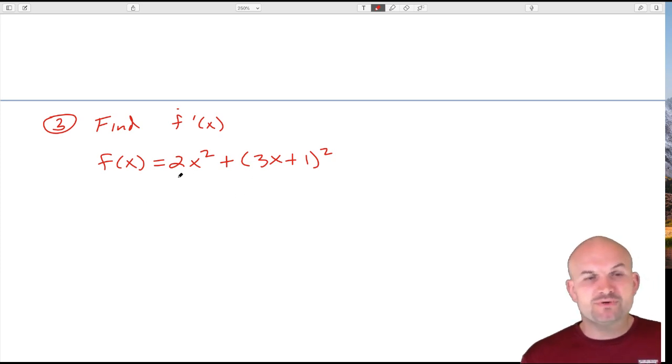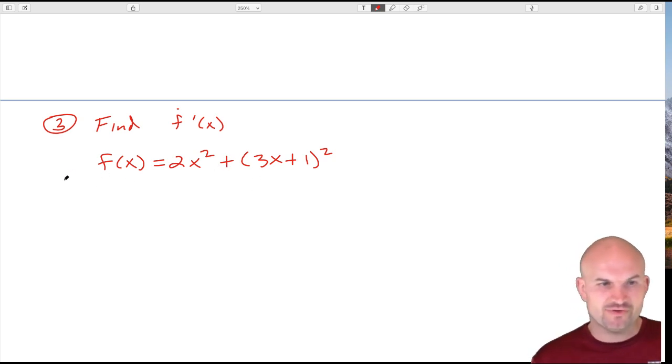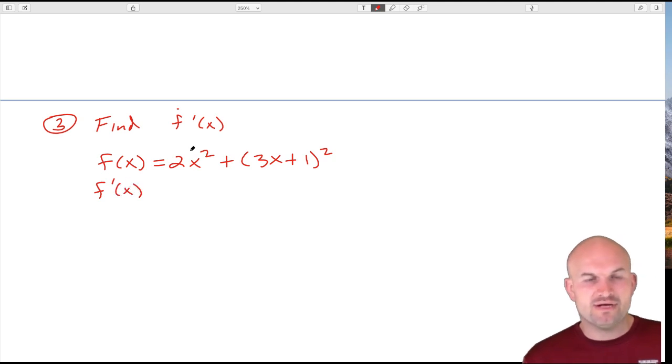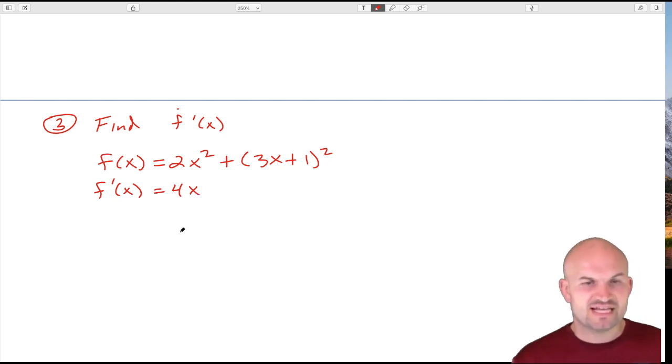So just remember when you're doing the derivative, we're going to take the derivative of these two quantities separately. Since they're separated by addition, we can do that. The first one, we're just going to use the power rule. We're going to take the power and multiply it by the coefficient, which is going to be 4. And then we're going to subtract the powers, which would be 1. So that will just be 4x.